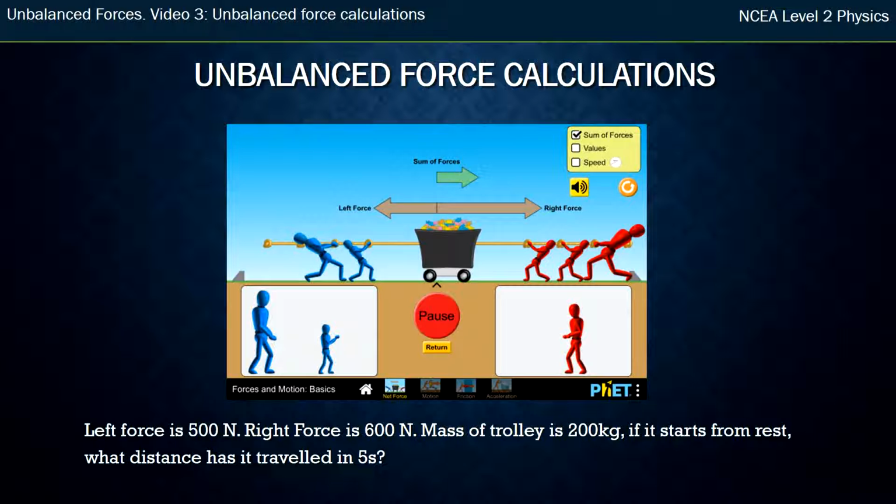The example is similar to an earlier video where we had some people pulling on ropes on either side of a cart, which will cause the cart to accelerate. So there's a blue team and a red team. The left force, the blue team, is 500 newtons. The right force, the red team, is 600 newtons. The trolley's mass is 200 kg, and if it starts from rest, what distance has it travelled after 5 seconds?